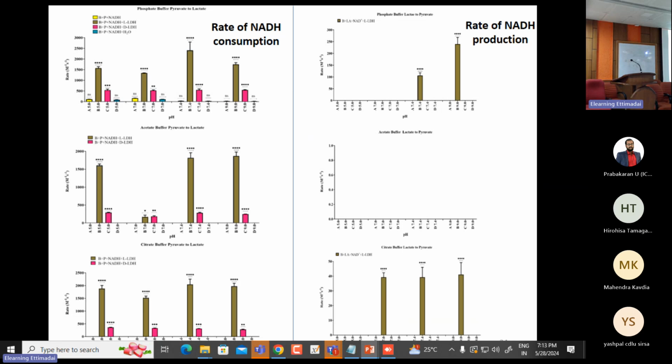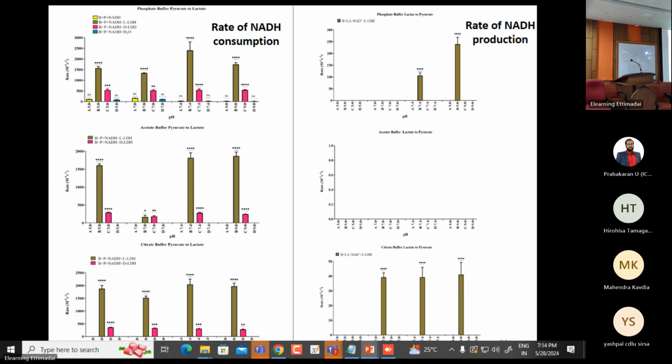With three different buffer systems, the scholar did the work. One is phosphate buffer, another one is acetate buffer, another one is citrate buffer. In all, you can see that with at least not DLDH, but with LLDH, NADH consumption is very high. But if you see the reverse thing, lactate to pyruvate in the three different buffer systems, the rate is much lesser. So the production of LDH is not as good as the LDH depletion, I would say.